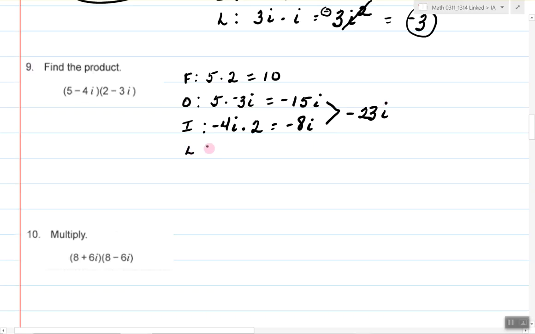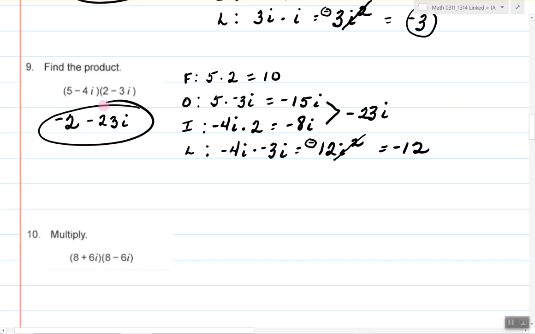The last, I have negative 4i times negative 3i, which is 12i squared. But let's do our change. i squared becomes negative 1. It causes this to change its sign to negative 1. This is negative 12. Combining the real 10 and the real negative 12 for negative 2, the imaginary combination was minus 23i.